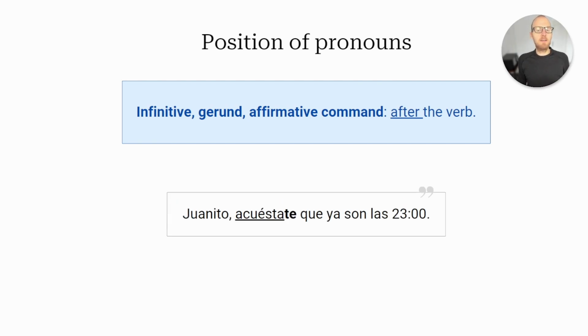And the last one will be the affirmative command. The imperative form in the affirmative way would be after the verb too. Juanito, acuéstate que ya son las 11. Juanito, go to bed. It's already 11 p.m. ¿Vale? Acuéstate.